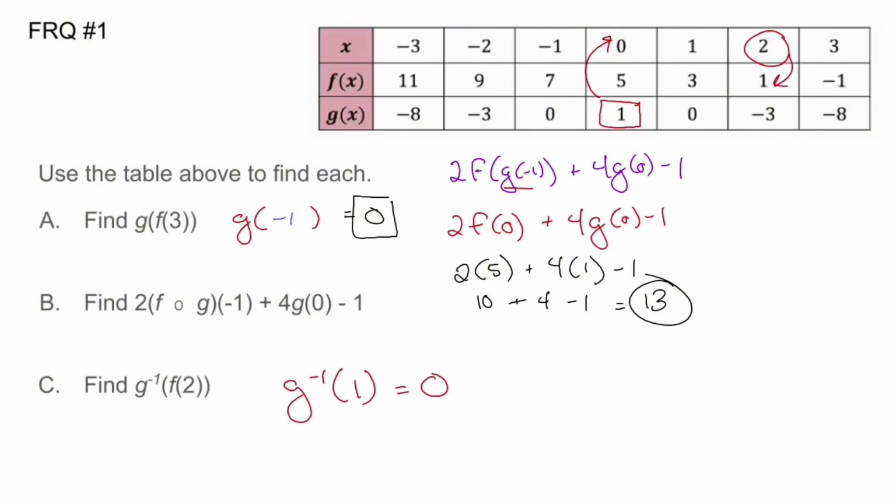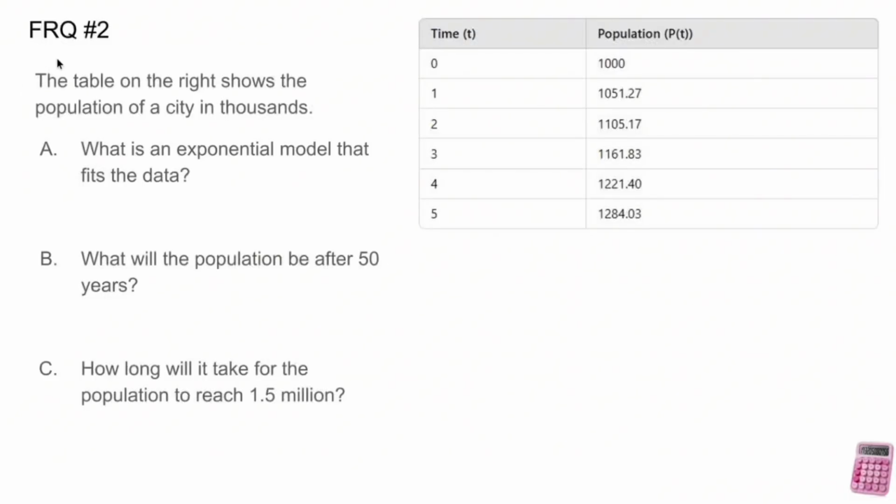We did it. Free response question numero dos. The table on the right shows the population of a city in thousands. In thousands. So this actually means 1 million in the real world. You get the idea. What is an exponential model that fits the data? So this is exponential. And what we're going to have to do is we're going to use our calculator, our TI-84 Plus calculator, to do an exponential regression problem.